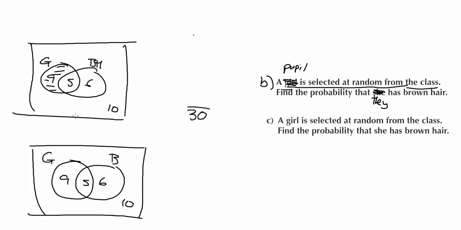So this involves 30 people, okay? And it goes, find the probability they have brown hair. Well, the ones which have brown hair are 11. So the answer to this one would be 11 out of 30. Does that make sense?